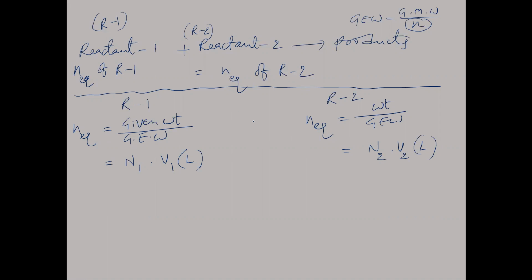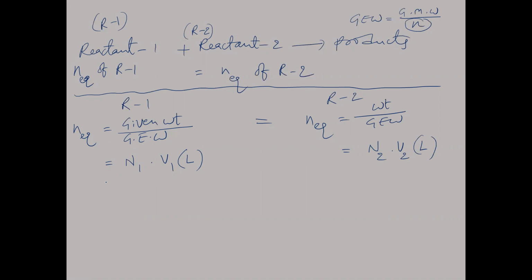Next, these two must be equal. I told you the number of equivalents of the first one is equal to the number of equivalents of the second one. Here N1 V1, there N2 V2. So N1 V1 must be equal to N2 V2. Keep this in mind.